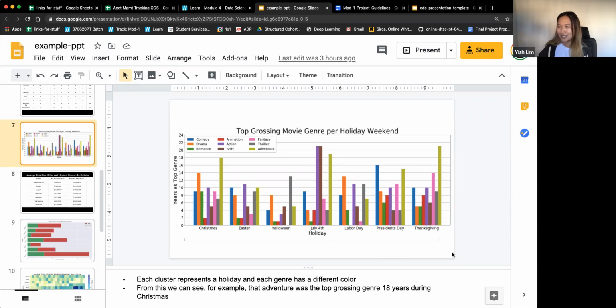Like, what am I supposed to be looking at, and what am I supposed to be looking for? And so they're saying that adventure was the top grossing genre 18 years during Christmas. And then I would have to take a look and figure out which one is adventure? Where is Christmas? And then lead me to this bar.